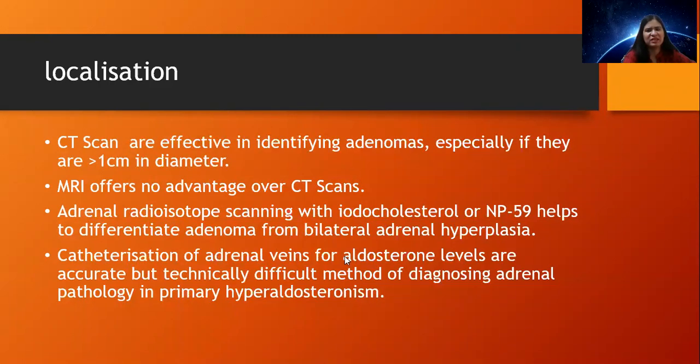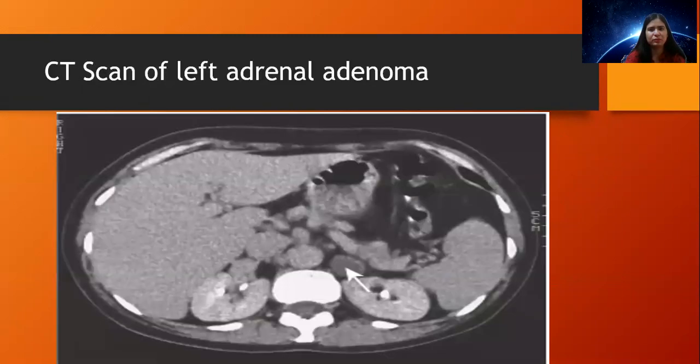Catheterization of adrenal veins for aldosterone levels is an accurate but technically difficult method of diagnosing adrenal pathology in primary hyperaldosteronism. So a catheter can be introduced inside the veins to check for the aldosterone levels, but this is a very difficult method and requires expert technicians. This is a CT scan showing a left adrenal adenoma by the white arrow.